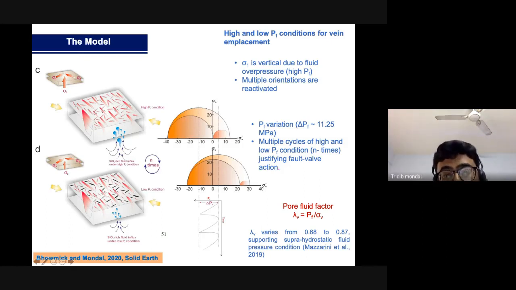And these two conditions, the high fluid pressure condition and the low fluid pressure condition, we envisage that probably have repeated multiple times. As a result, we are getting the veins in various orientations. Further, we have tried to calculate the pore fluid factor following Mazzarini et al. 2019. The pore fluid factor varies from 0.68 to 0.87, which supports the suprahydrostatic fluid pressure condition, again in good agreement with the fluid pressure conditions that prevailed in that region.